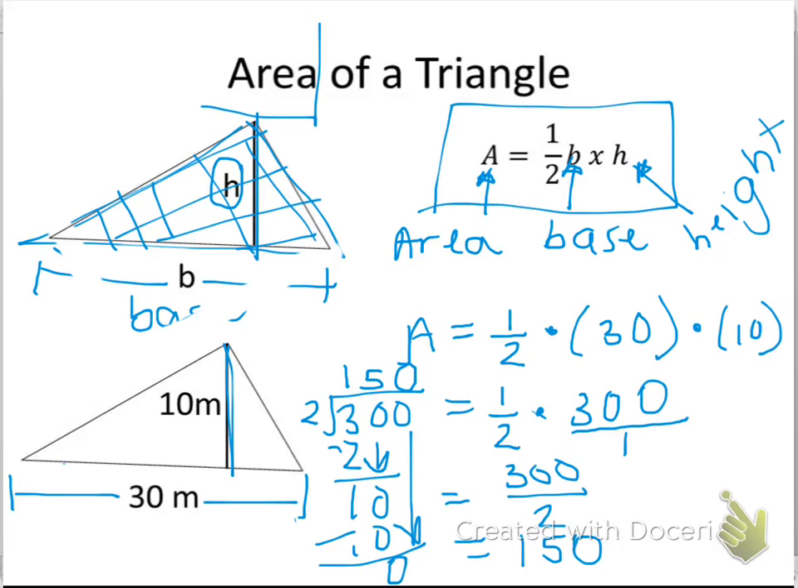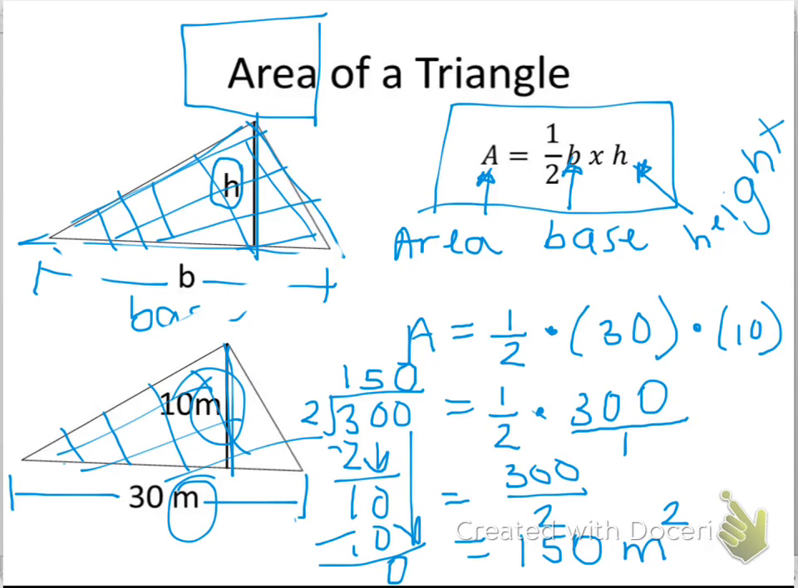Now we're using area, so our units are always going to be whatever our units are in the question, squared. So our answer for the area of this triangle is 150 meters squared.